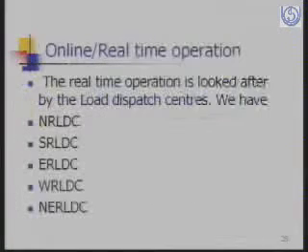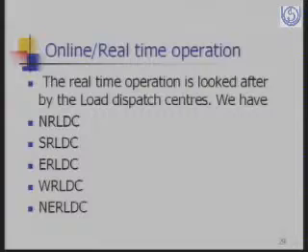Online real-time operation is done by the load dispatch centers, and as explained by Mr. Verma, we have 5 regional grids, and at each region we have the load dispatch center, which are known as the northern region load dispatch center, the southern region load dispatch center, the eastern region load dispatch center, the western region load dispatch center, and the northeastern region load dispatch center. So they look after the real-time operation of the grid.